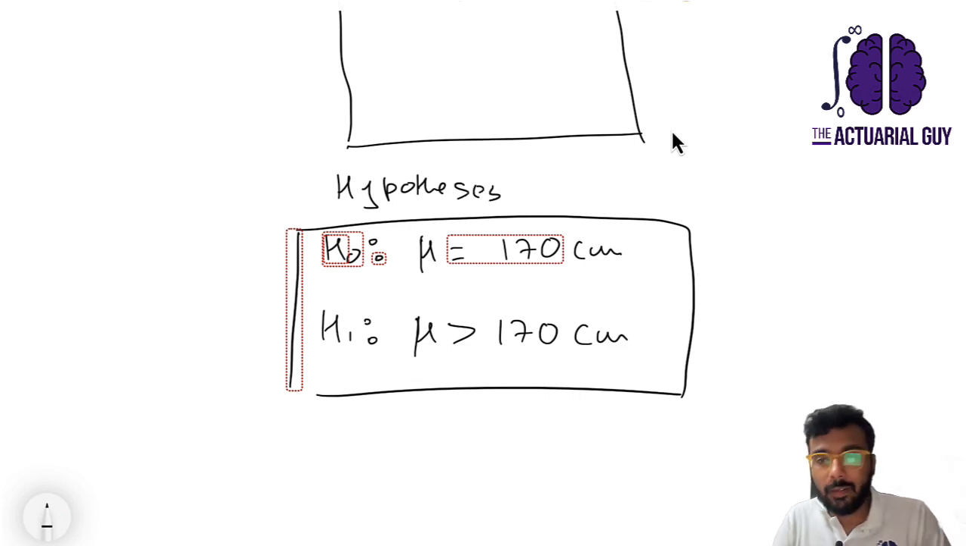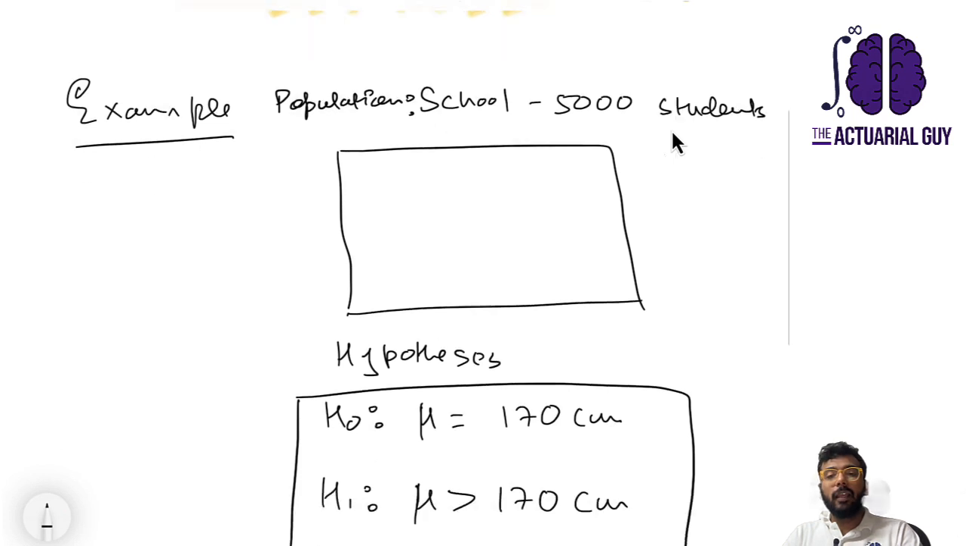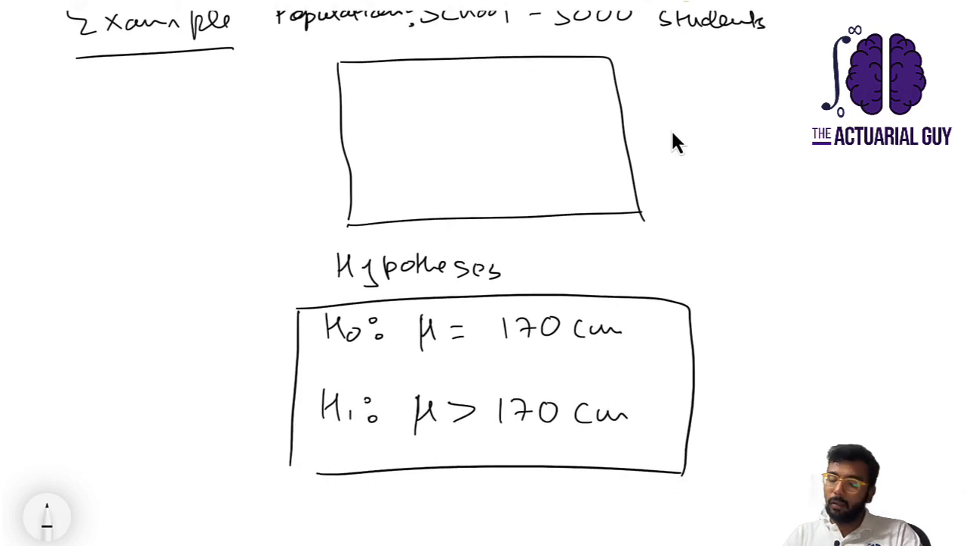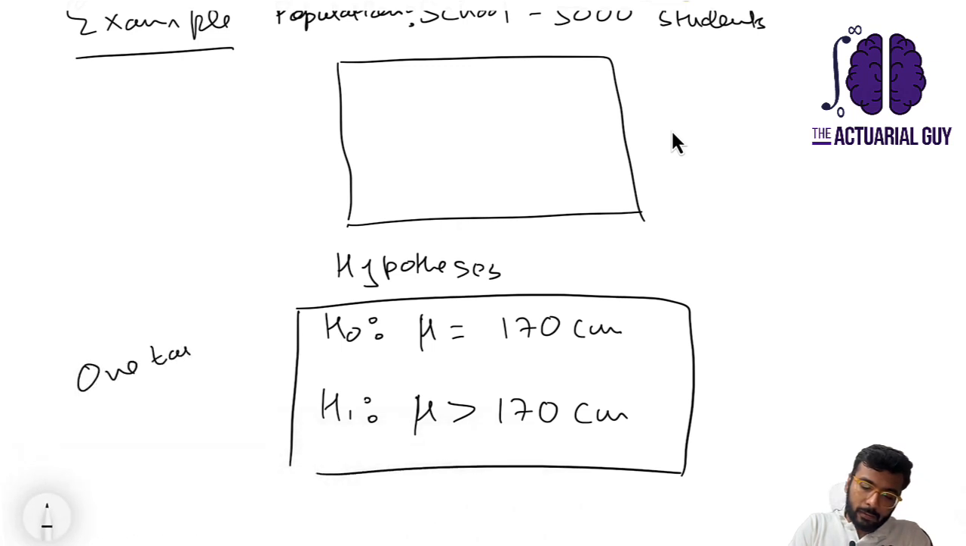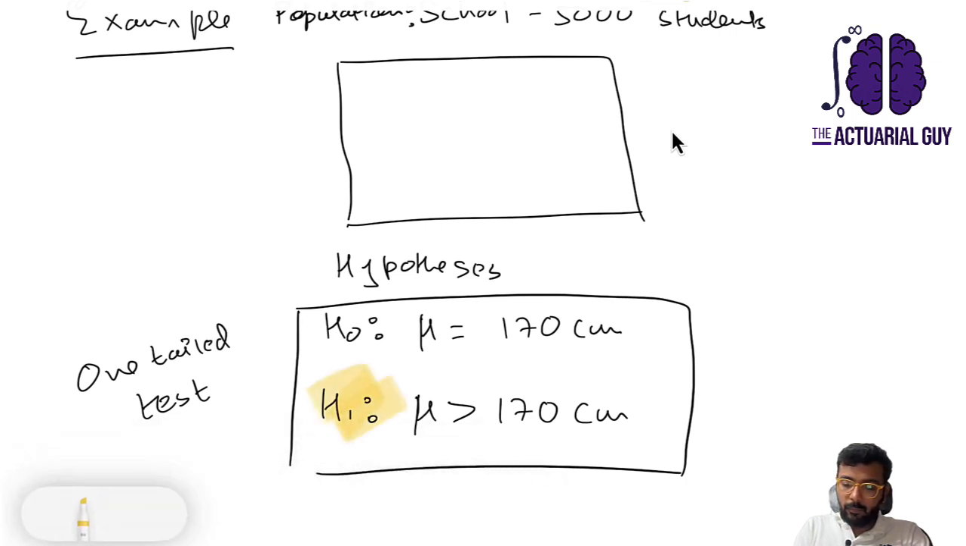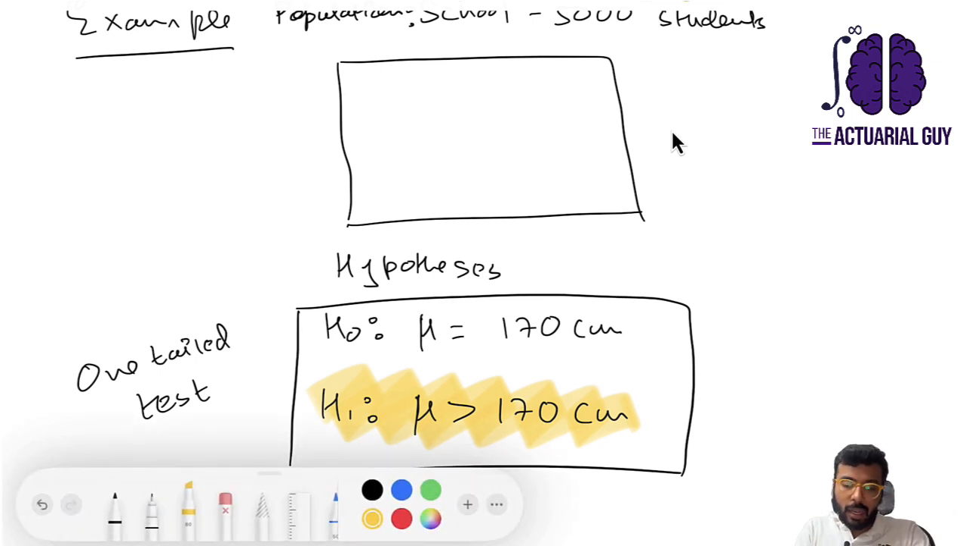So you're simply interested in knowing whether the average height of the students in this school is more than 170 or 170. This obviously is a one-tailed test, because you are only interested in greater than 170. You're just checking if they are taller than 170 or they are 170, right? You're not checking to the left of it. So that is something which is most important. Now let's just get into how we do it.